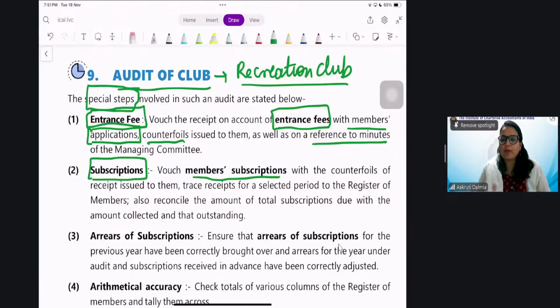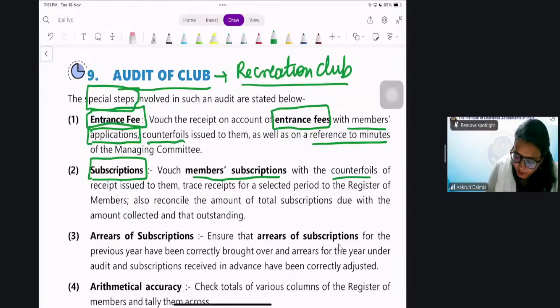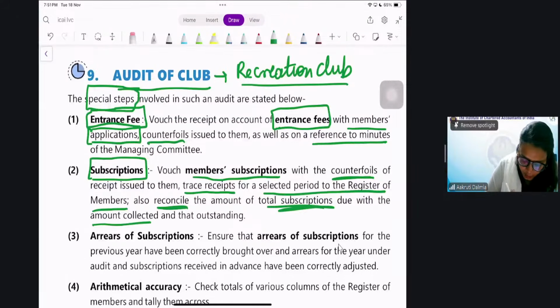So next kind of income, this you keep getting regularly. Entrance fees you usually get only once. Yes. But subscription fees you can get on regular basis. Okay. So members' subscriptions with counterfoils of receipt issued: trace receipts for a selected period to register of members, reconcile the total subscriptions with total amount collected and any outstanding.